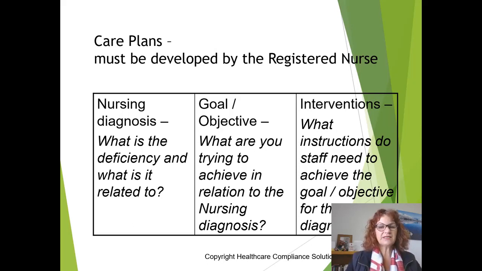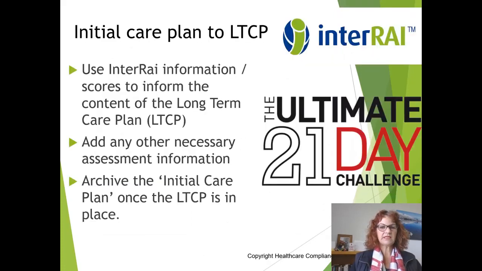The interventions, this is for the staff to implement the care plan to achieve the goal. So these are the instructions for staff to make sure that they are implementing everything in a detailed way to meet the outcome for the resident and make sure that we are supporting them to meet those things that they can't do for themselves. The initial care plan through to the long-term care plan.